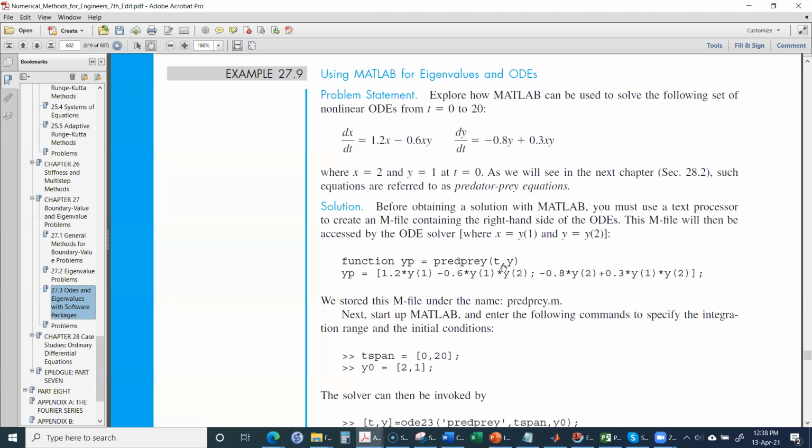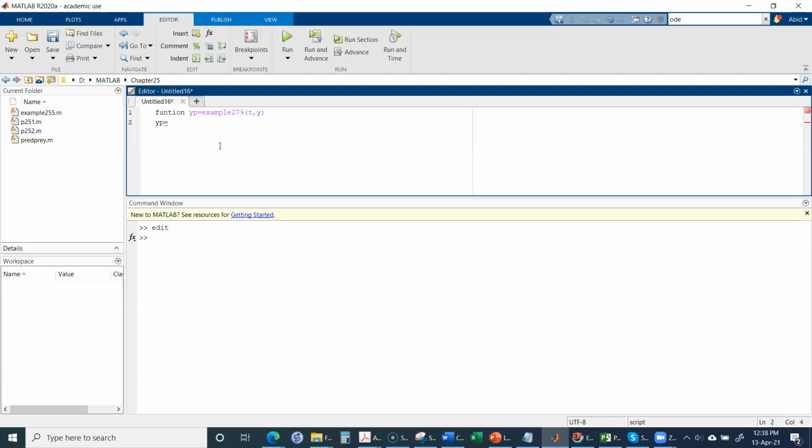So in this, since we are only using y as the dependent variable, we will represent these two dependent variables x and y by y parenthesis 1 for x and y parenthesis 2 for y. Okay, so in this way it will work out. So the equation is 1.2x minus 0.6xy. Okay, so the first equation is 1.2x.